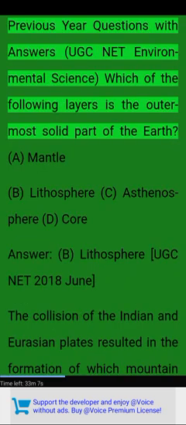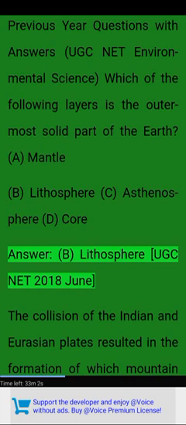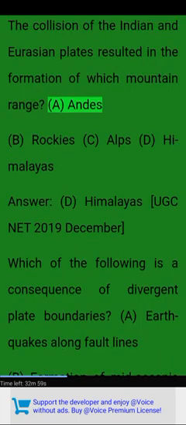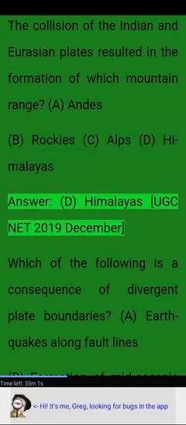Previous year questions with answers. UGC NET Environmental Science. Which of the following layers is the outermost solid part of the Earth? A. Mantle. B. Lithosphere. C. Asthenosphere. D. Core. Answer. B. Lithosphere. UGC NET 2018 June. The collision of the Indian and Eurasian plates resulted in the formation of which mountain range? A. Andes. B. Rockies. C. Alps. D. Himalayas. Answer. D. Himalayas. UGC NET 2019 December.